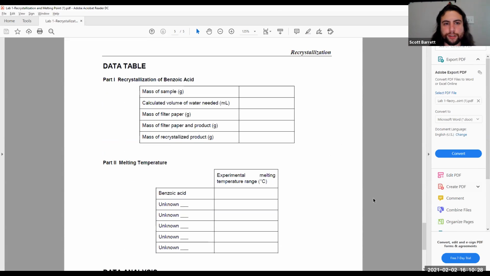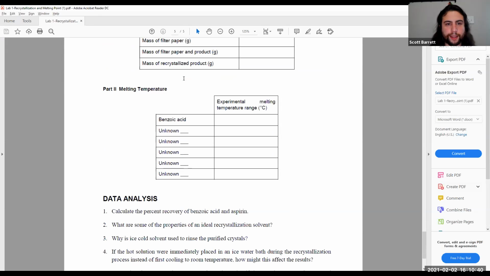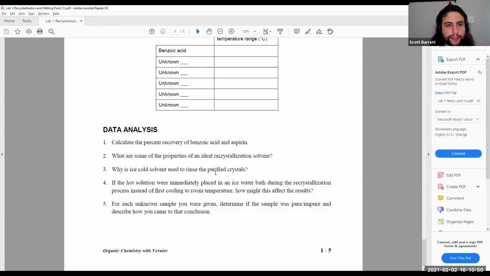So here's our data table. Make sure to either put this into your Microsoft Word document or into your lab notebook as a way to put in all of your data that you will be given. You put it here. And then I think that there's only 4 unknowns given in the Excel document. So you can just go up to the 4th portion right here, and then the benzoic acid as well. And then here are your final questions for the lab notebook at the very end.